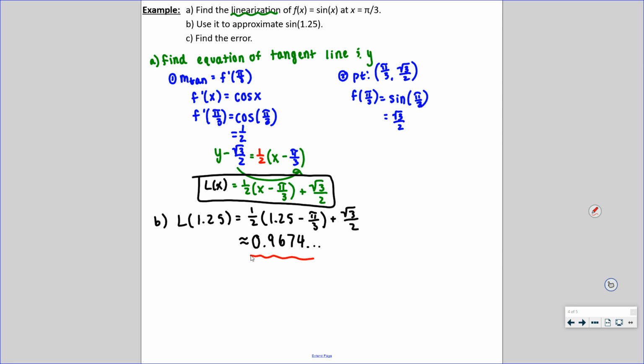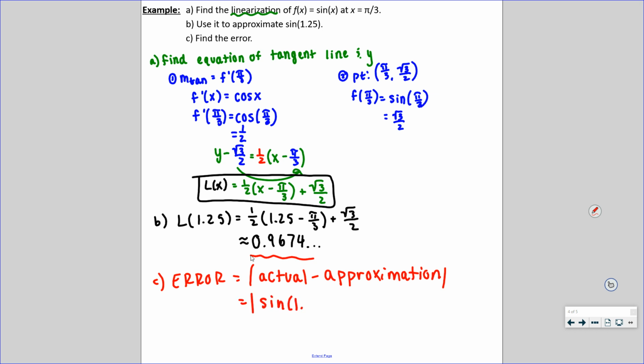So to find its error, basically you're going to figure out what the actual value is, and compare it to the approximation. We'll subtract it from the approximation. This is how you calculate the error. And then we're also going to take the absolute value of it, because we just have to have positive error. It compares how this tangent line approximation, this linearization, compares to the actual value. So to find the error, we would do the sine of 1.25 minus the linearization of 1.25.